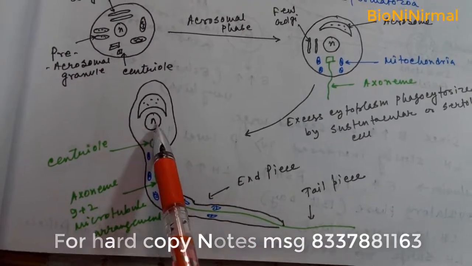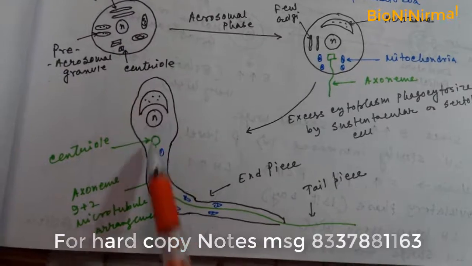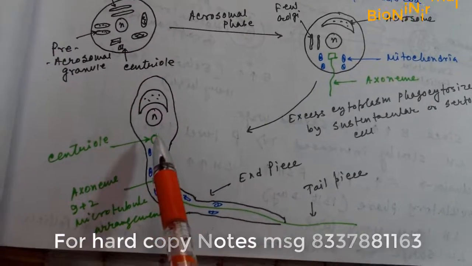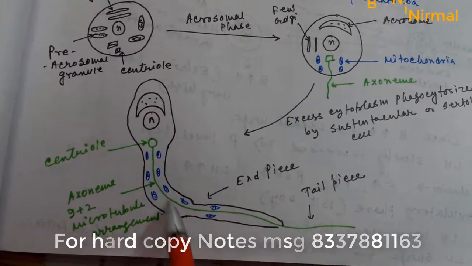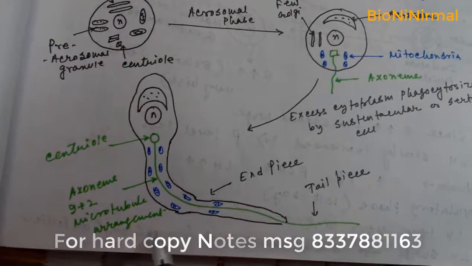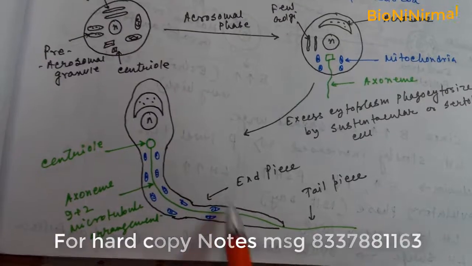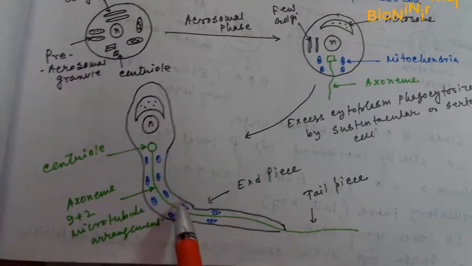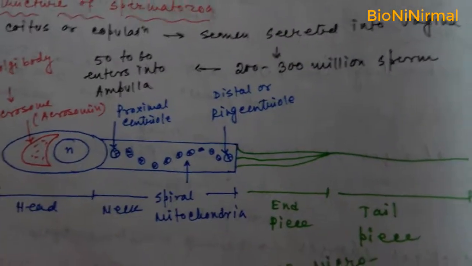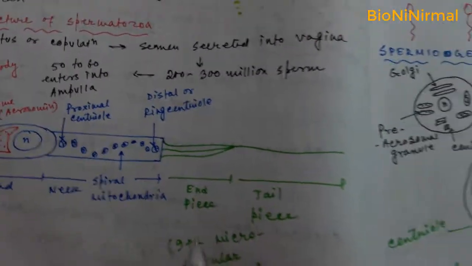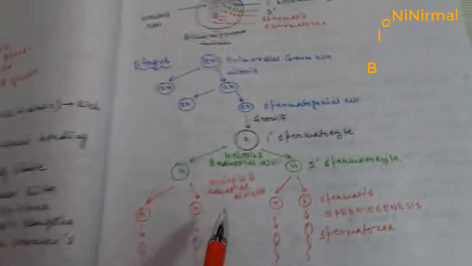Here you can see the matured spermatozoa. This is the nucleus, this is the acrosome, and there is the centriole, and this is the 9+2 microtubular arrangement, and there is the spiral mitochondria. So this is the structure of the spermatozoa, and I have already described the detailed structure of the spermatozoa. So that's it guys, this is all about the process of spermatogenesis.